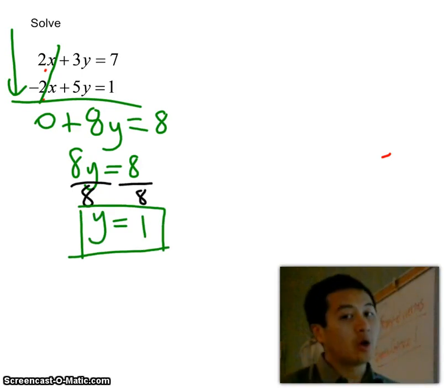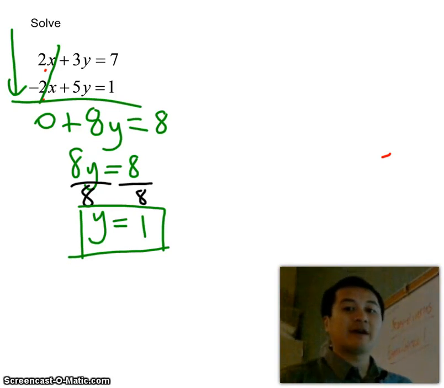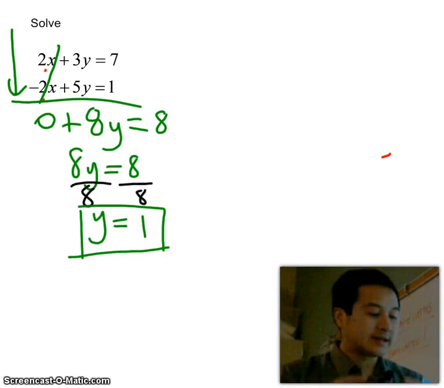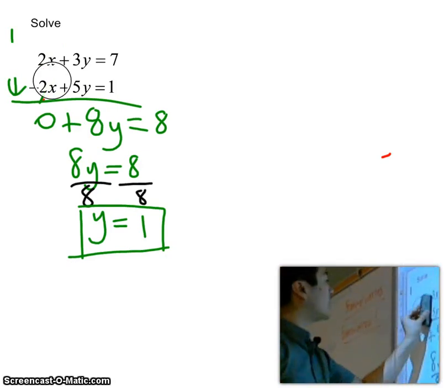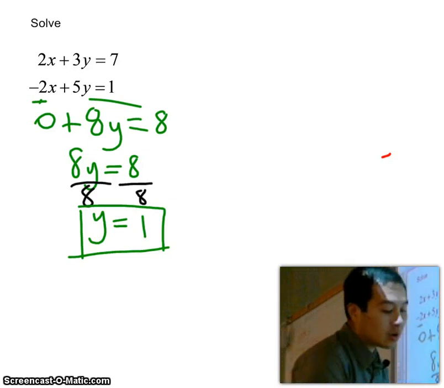Are we done? No. Remember, we have to plug in that answer to find the x value. We have to find a point, x comma y, because we're finding where the lines cross, and they cross at a point. So, which equation do I plug in, the first one or the second one? It doesn't really matter. Your choice.